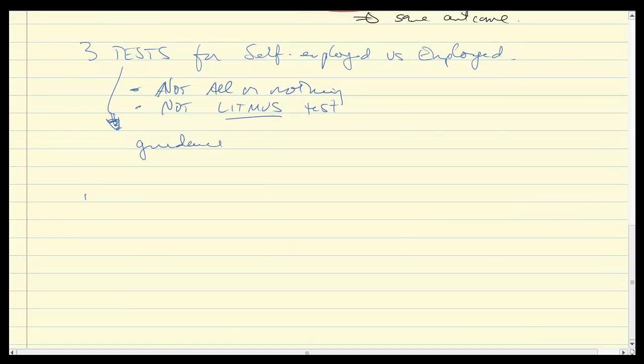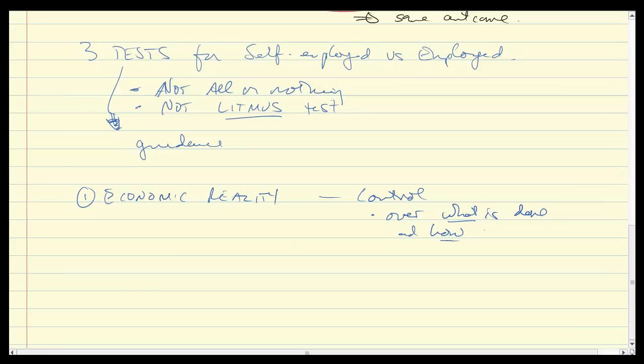So what are the three tests? Well, one of them is called the economic reality test. And it actually has three components. One of them is the control test, and the way I always think about this one is control over what? Control over what is done and how it is done. You think about most employees, they are told what they have to do and how they have to do it.